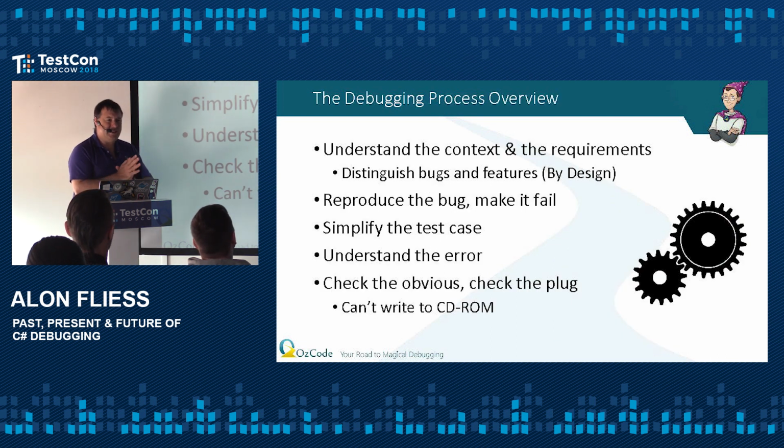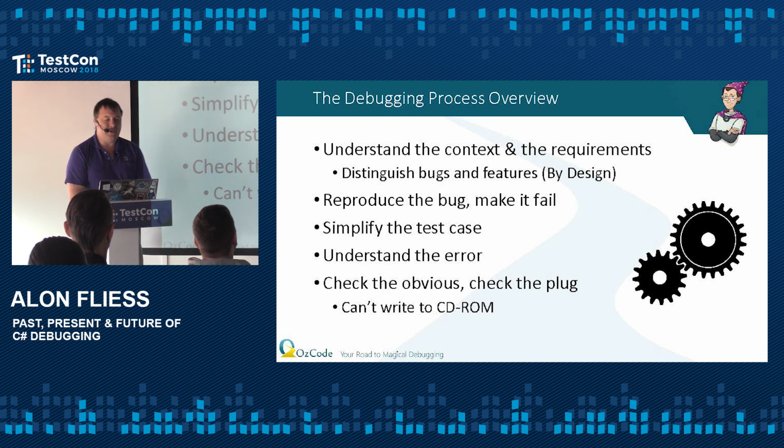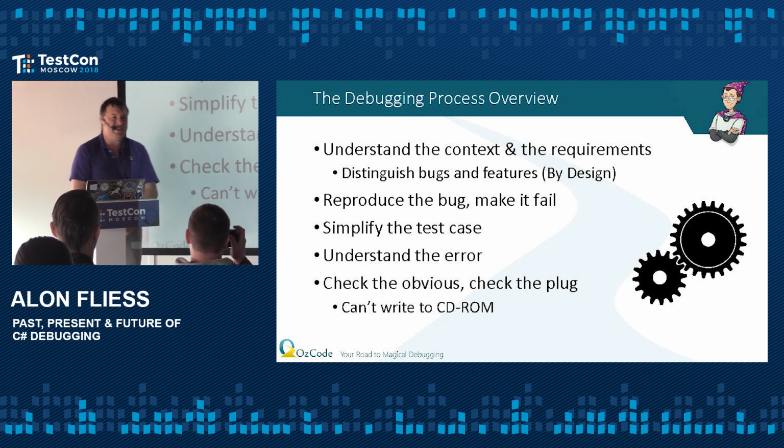And you should do it in a systematic way. First of all, you need to understand the context. Is it a bug or is it a feature? Maybe this is what they wanted. Then, very important, you need to reproduce the bug. You need to create the test case that shows the bug. And this is sometimes very hard to achieve, especially with production-time bugs that you can't easily reproduce in the lab.